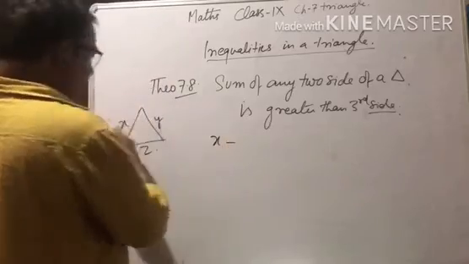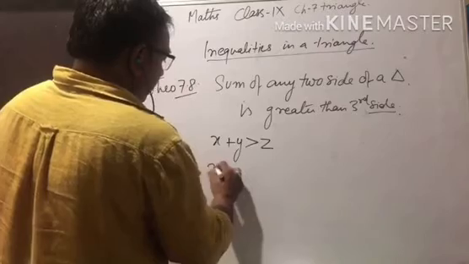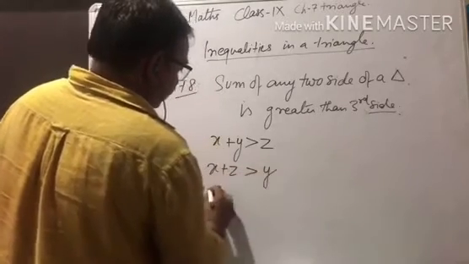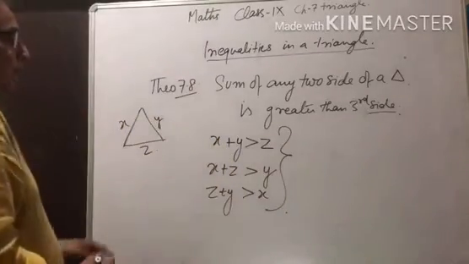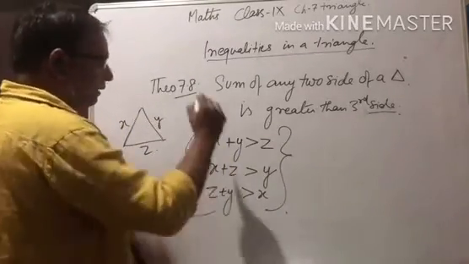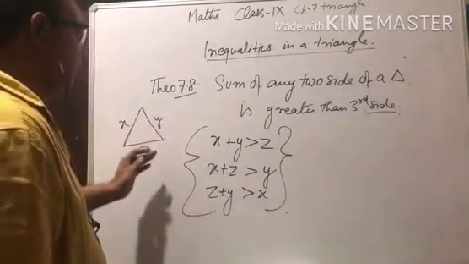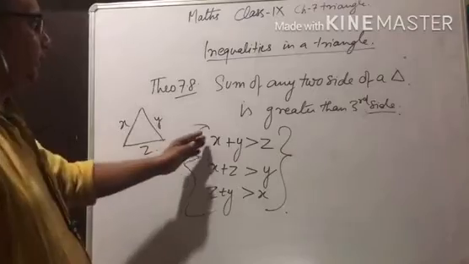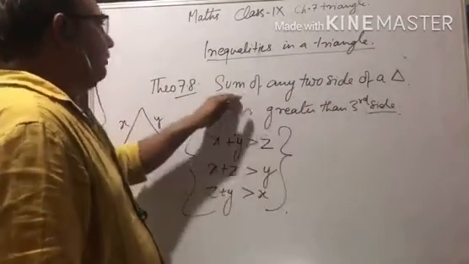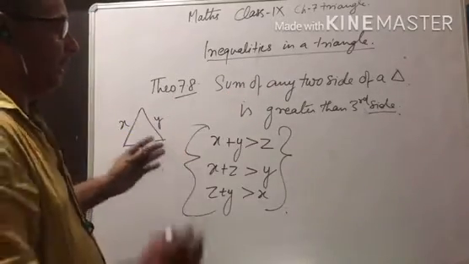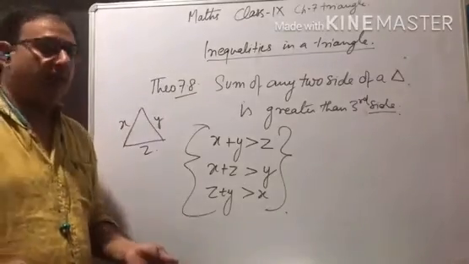Suppose in this triangle XYZ are the sides, so X plus Y is greater than Z, X plus Z is greater than Y, and Z plus Y is greater than X. If this condition is not fulfilled, the construction of the triangle is not possible. This is a fact about this. If the sum of two sides of a triangle is not greater than the third side, then the construction of the triangle is not possible.